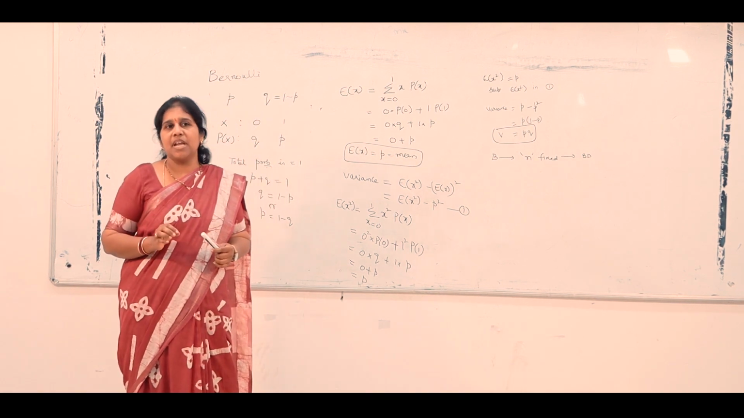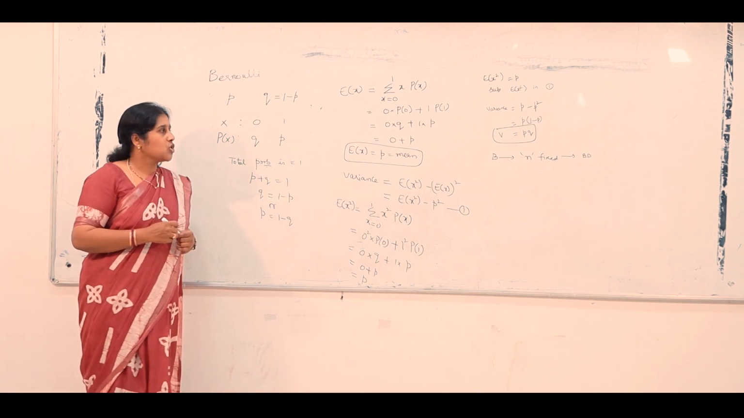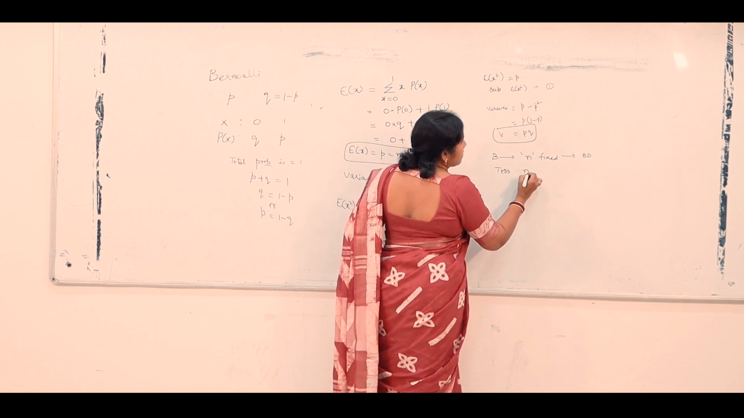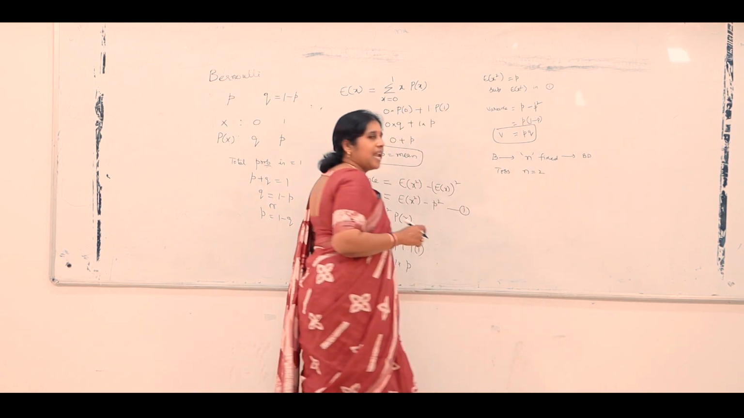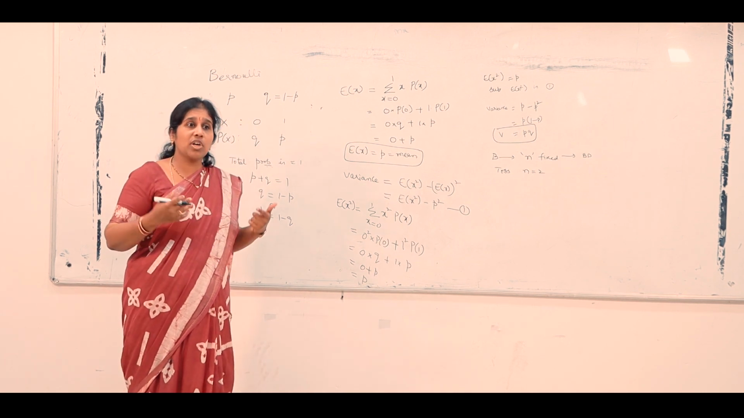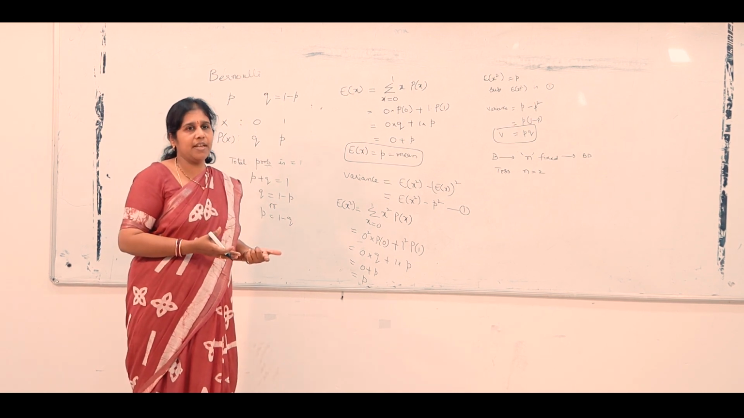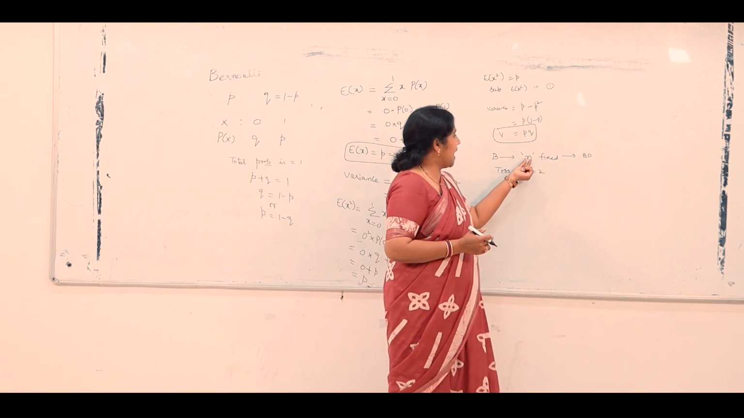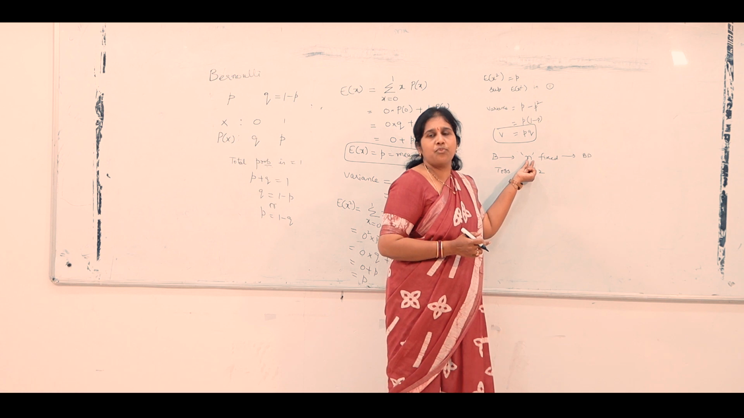For example, taking tossing of a coin. I'm tossing a coin 2 times. So what is the experiment here? Number of trials, 2 trials. I'm doing an experiment 2 times. So what outcomes can you expect? Either head or tail. Now in a binomial experiment, n is the fixed number of trials.